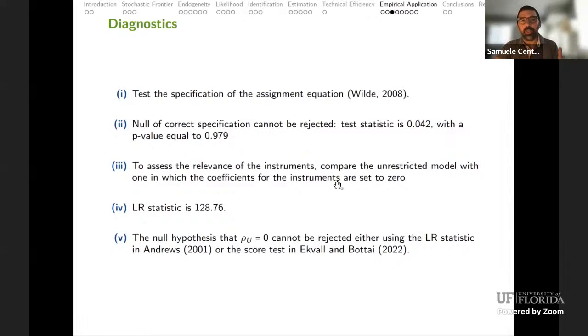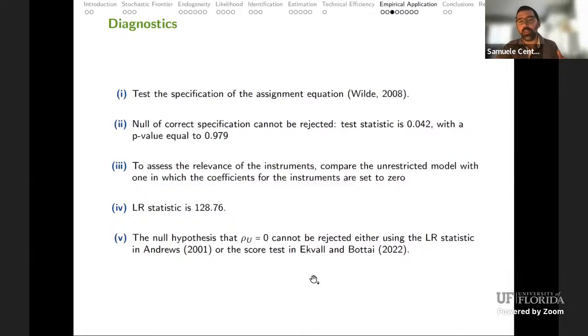We also try to test the instruments. If some of you is aware of how to test instruments in this setting, I would be a taker. I haven't found any formal result about this so far. In the binary setting, we just compute a likelihood ratio test. We compare the unrestricted model with the instruments and the restricted model with no instruments. And we find a very large value of the ratio statistic. If we use the stochastic rule of thumb of the F test, we think that instruments are still sufficiently strong. And then we estimate the model and we test for the inefficiency to be uncorrelated with the treatment assignment, and we cannot reject the null that rho u is equal to 0.